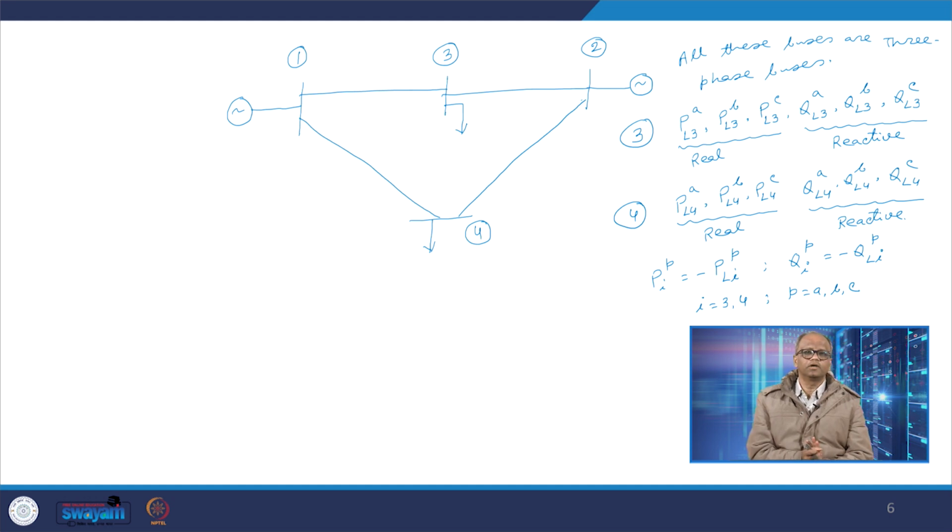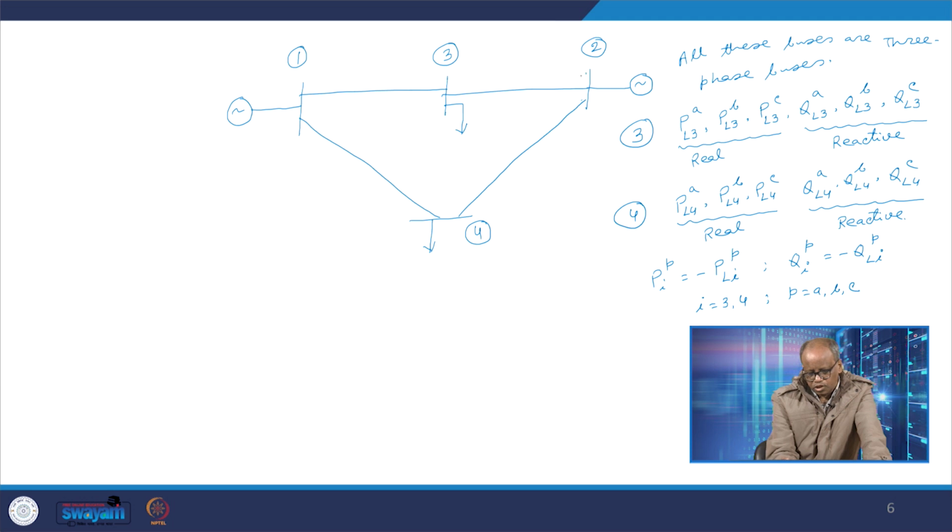And we know from our earlier knowledge of power system analysis that if I know all these loads, I cannot really specify all the generated powers for all these generators. One of the generators must be defined as the slack bus, and that particular slack bus will take care of the losses, as well as compensate for any shortfall of generation if there is any.